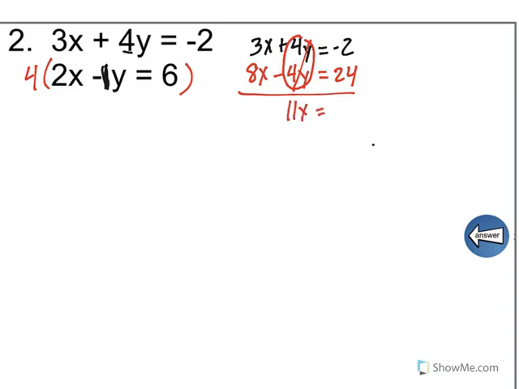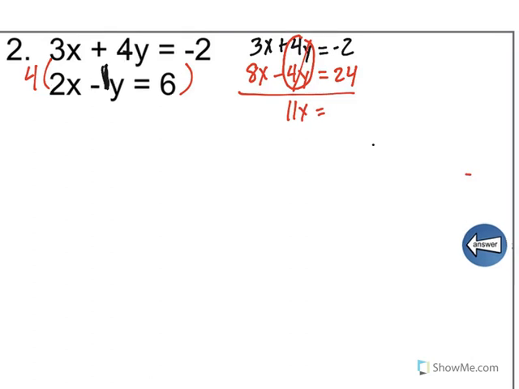And negative 2 plus 24 gives me positive 22. I divide everything by negative 11, or by 11, not negative 11. The 11s go away. 22 divided by 11 is 2. So I know that x is equal to 2.